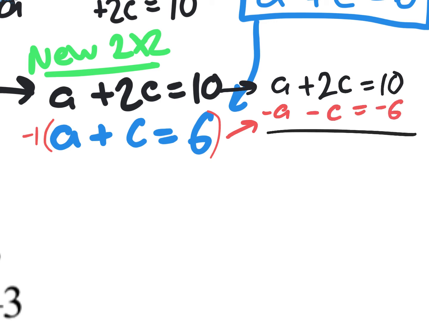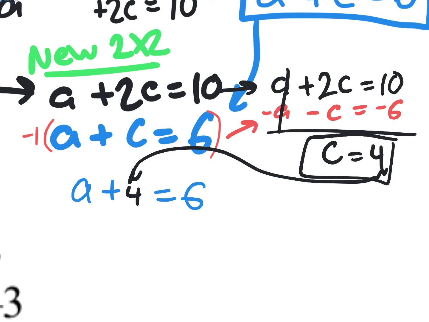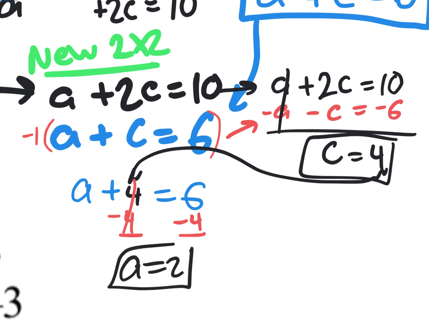And the A's cancel. 2 take away 1 is 1C equals 4. We have one answer. We're solving the 2 by 2 system. Plug in the C value of 4 into, I would go with the bottom equation, A plus, take that 4, put it right there in place of C, equals 6. Subtract 4, A equals 2. So we have the A value, we have the C value.